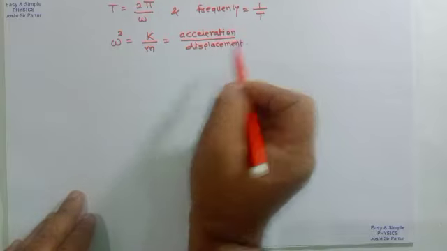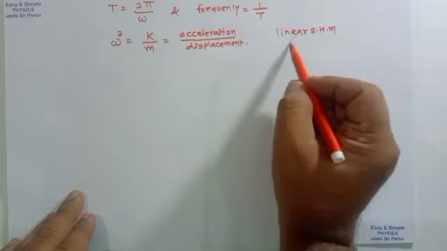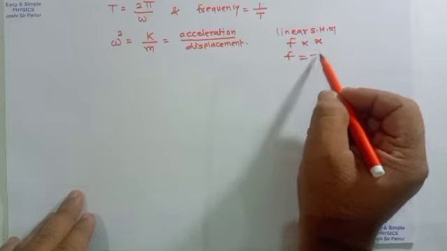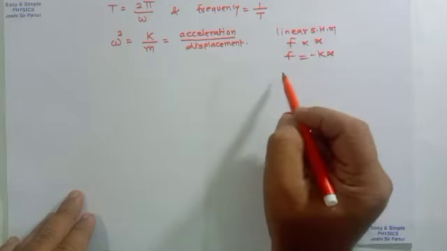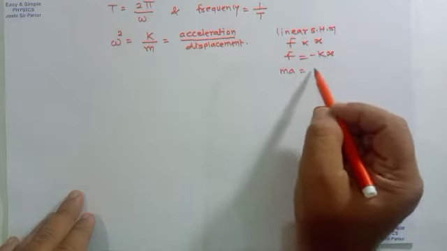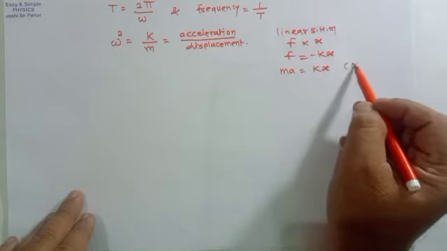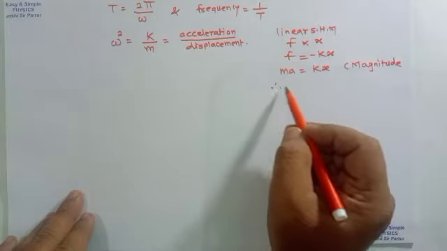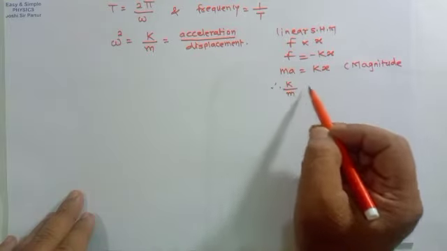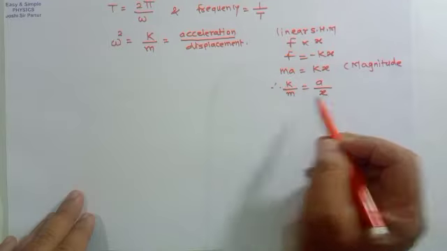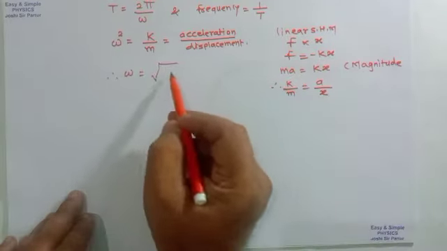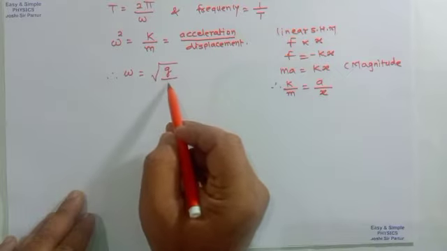In linear SHM, force is directly proportional to x, force is equal to minus kx. Here ma is equal to kx in magnitude, and therefore k upon m is equal to a upon x. So we have seen omega is equal to square root of g upon L.